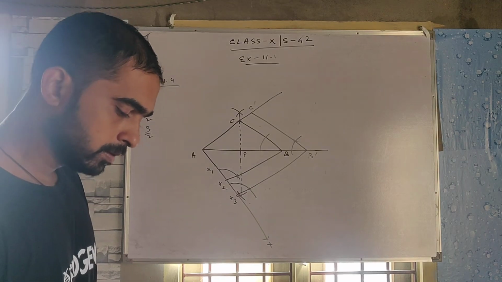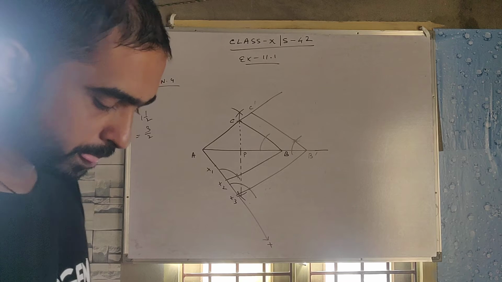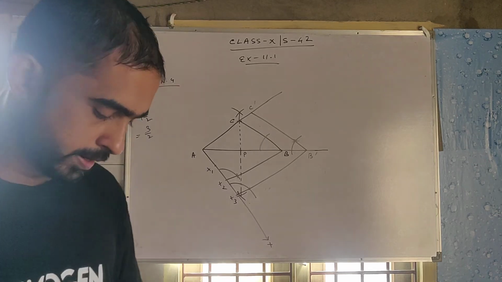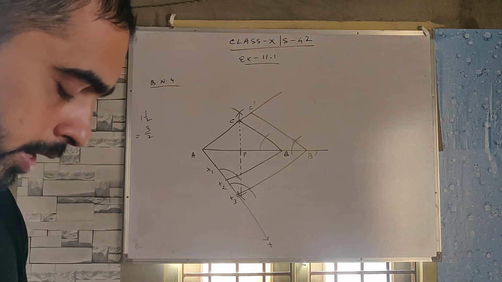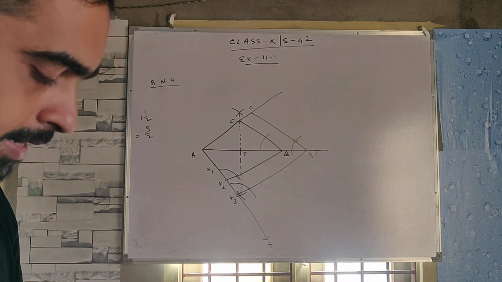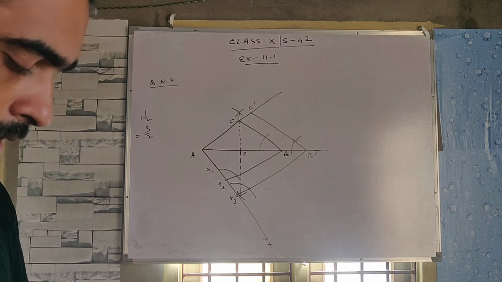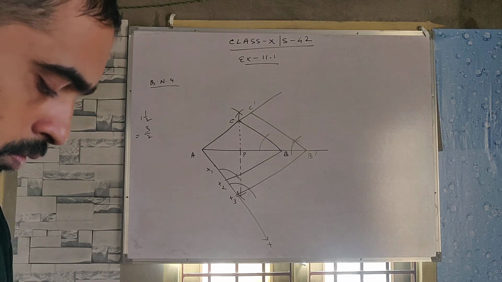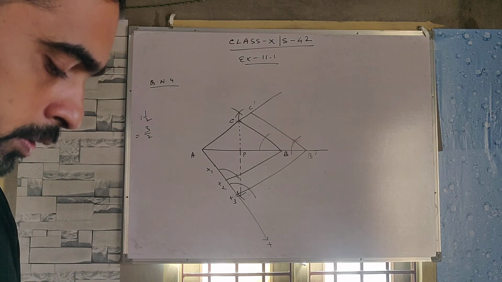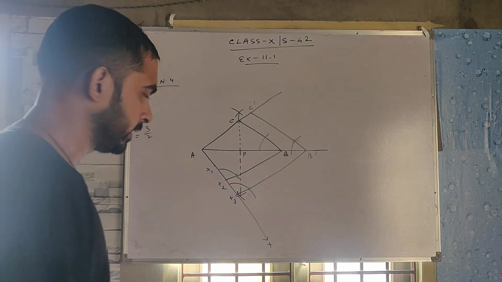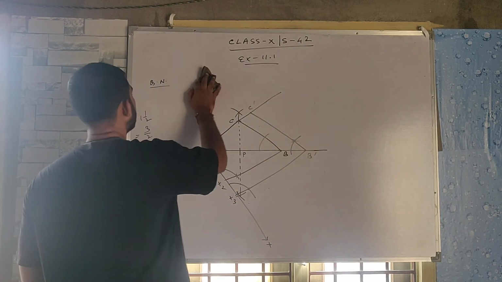Got it? Now question number 5. What is question number 5? Draw a triangle ABC with side BC 6, AB 5, and angle ABC equals 60 degrees. Then construct a triangle whose sides are 3/4 of the corresponding sides of the triangle.